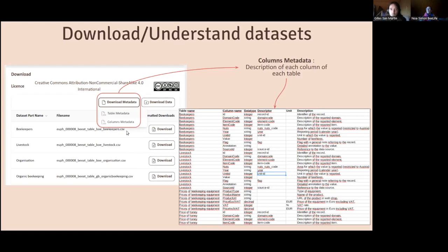Then you can also download what we call column metadata. So in that case, for each table, you have the table name, you have the column name of each table, you have the data type. So is it a string, an integer, is it a number, a text, etc. You have a descriptor, which is a very short description of the column. And then you have a full description of what this table is about. And sometimes you also have the unit. So for example, here you can see that the price is expressed in euro, the VAT is expressed in percentage, etc. So this is really helpful to understand what is in the data.